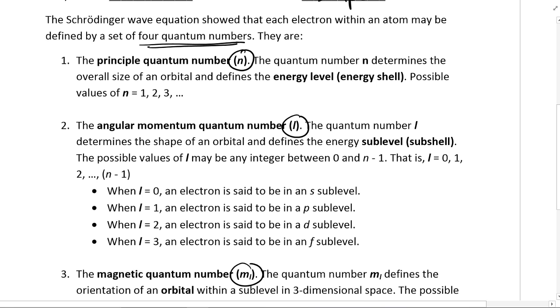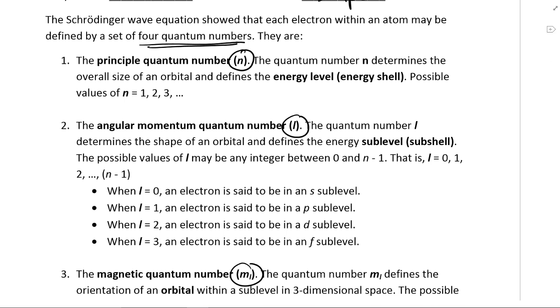And these quantum numbers all have a set of rules associated with them, and so you'll be responsible for knowing these sets of rules. First of all, the principal quantum number n. N here determines the overall size of an orbital and defines what we call the energy level or energy shell. And n can have values that go anywhere from 1, 2, 3 on up into infinity. So it can only have integer values starting at the number 1.